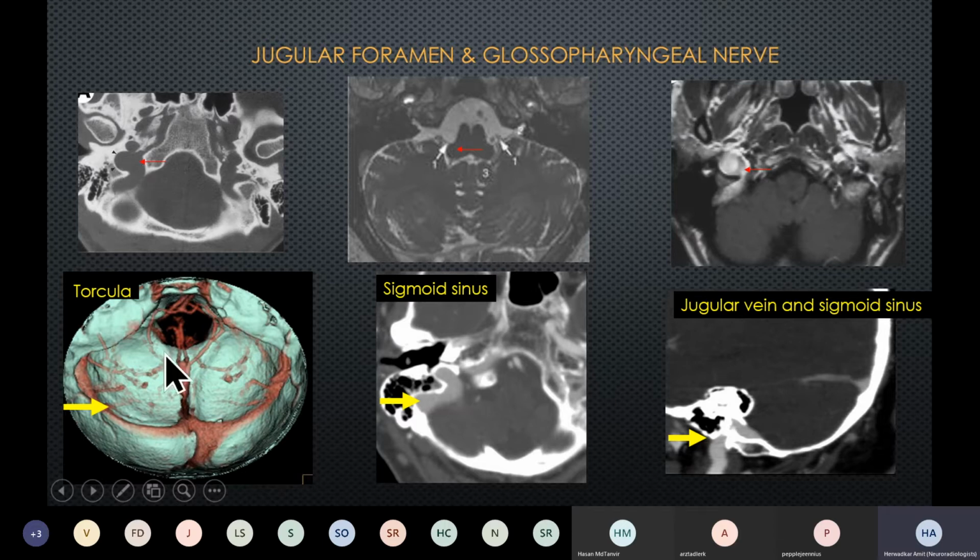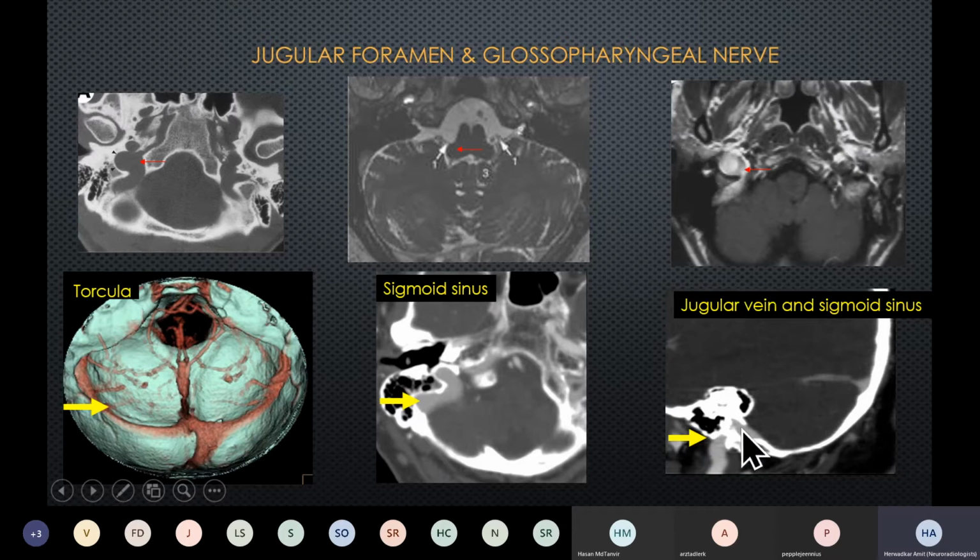This is on a CT scan, and this is a CT venogram to show you the venous anatomy. So this is the torcula with the left transverse sinus, the right transverse sinus as it goes along, and the transverse sinuses just behind the mastoid air cells are going to swing forward to become the sigmoid sinus and then converge into the jugular foramen, which is the structure that we see here.